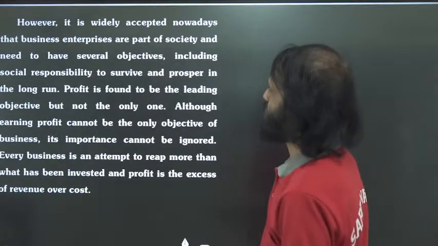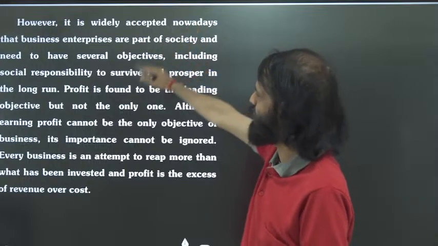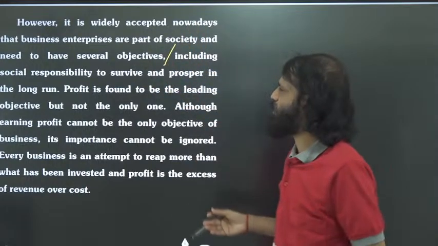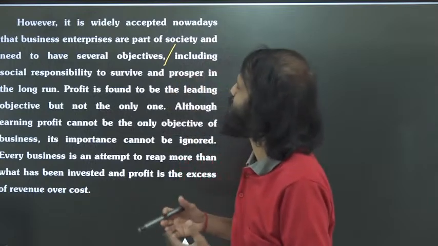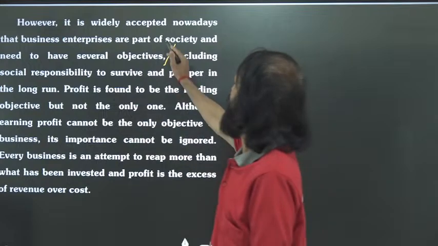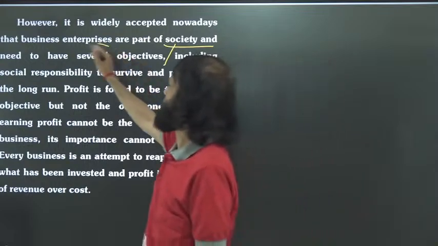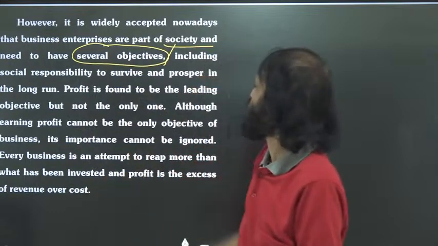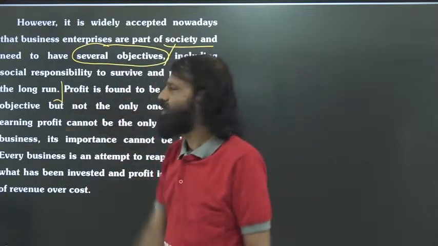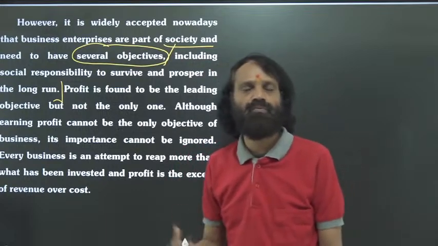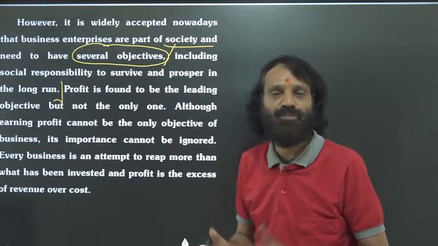Then the next point is, however, it is widely accepted nowadays that business enterprises are part of society and need to have several objectives. Now, we cannot separate business enterprises from society. They are integral and connected to each other. The business enterprises are an integral part of our society. So business houses are having several objectives. They want to make profit, including social responsibility, to survive and prosper in the long run. Every business house nowadays is focusing more on social responsibility.